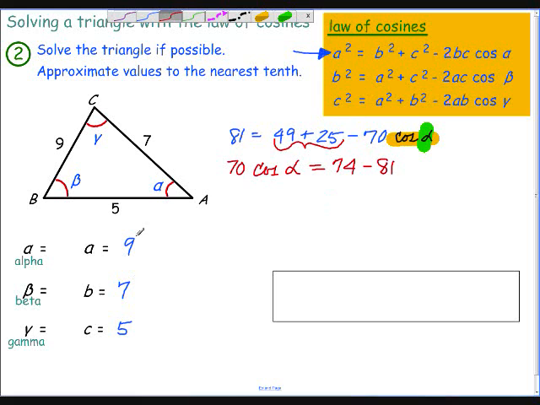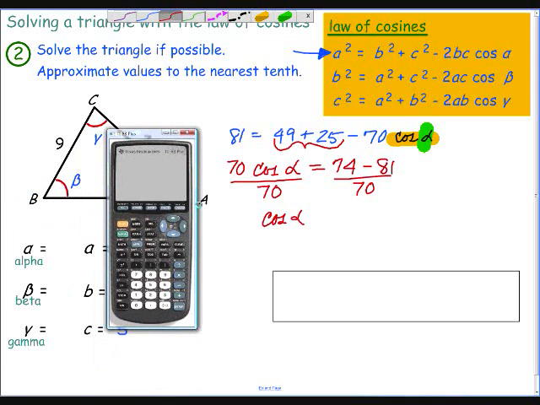Let's make sure. A square is 81. B square is 49. And C square is 25. I add these together, it's 74. Then I subtracted 81 from both sides, and, well, let's keep going. So we're going to divide both sides by 70. And I end up with the cosine of alpha. Let's get it over here. Turn it on. Let me check my mode. I'm good.